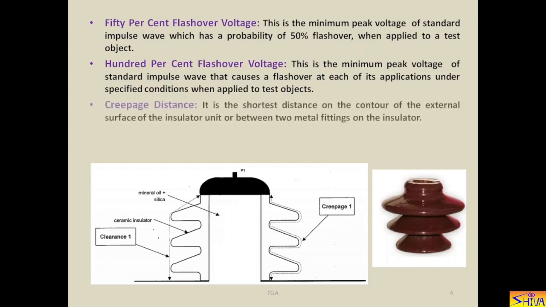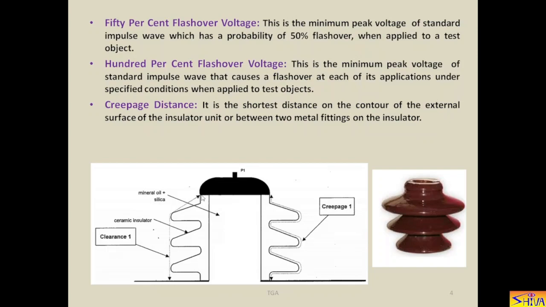Next is creepage distance. It is the shortest distance on the contour of the external surface of the insulator unit or between two metal fittings on the insulators. For example, consider a bushing. Now in case of bushing, conductor passes through it. So conductor is taken out from this point P1 and lower part is connected to the transformer or any electrical equipment. So this portion is in touch with the body of the equipment and this is high voltage terminal. Body of the equipment is grounded.